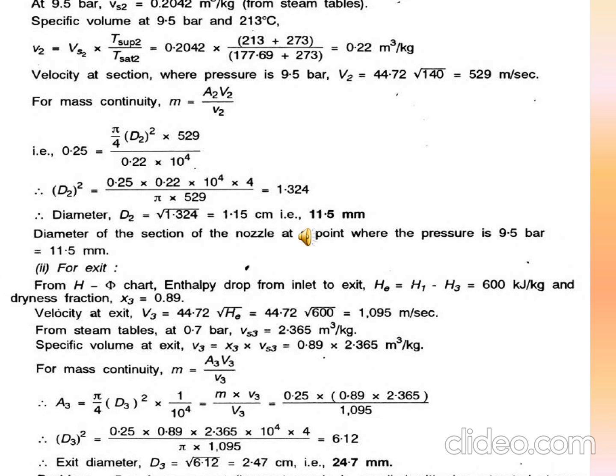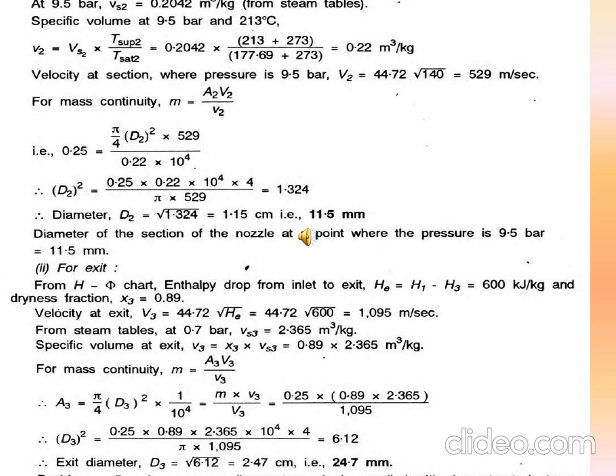So from the steam table, because we know that p3 equals 0.7 bar is given now, directly we can find out the vg3, 2.365. In the first case it was not given, that's why we have taken T superheated and T saturated, because two cases are given in the first case, but in the second case directly it is given 0.7 bar. So we can find out the vg3 value 2.365 meter cube per kg.